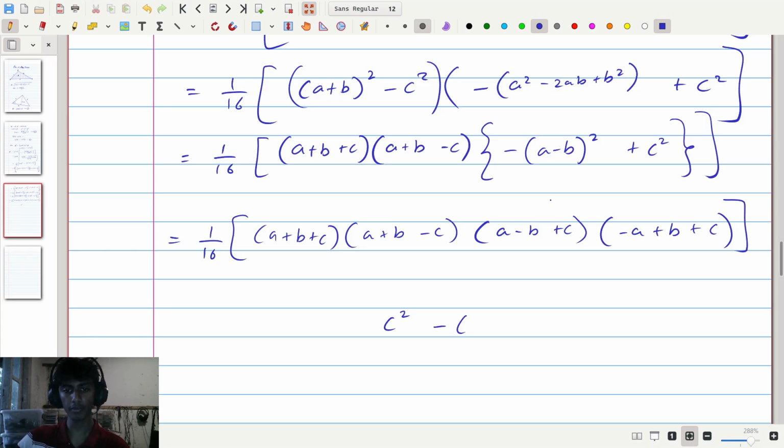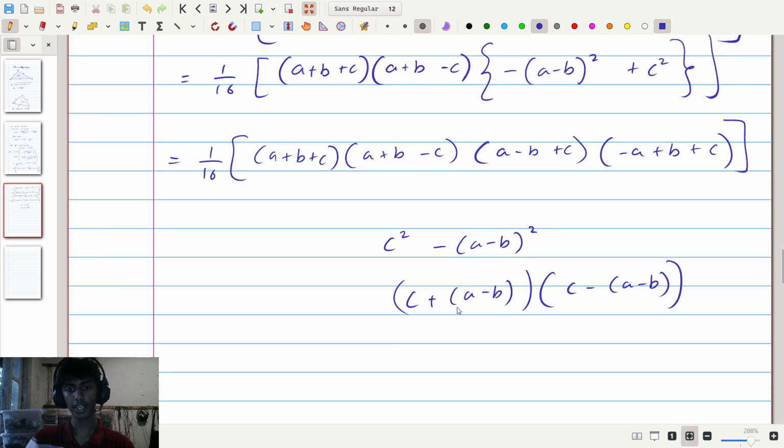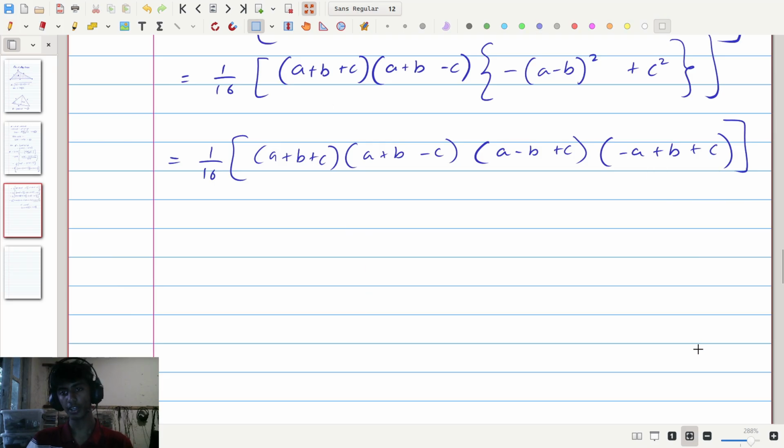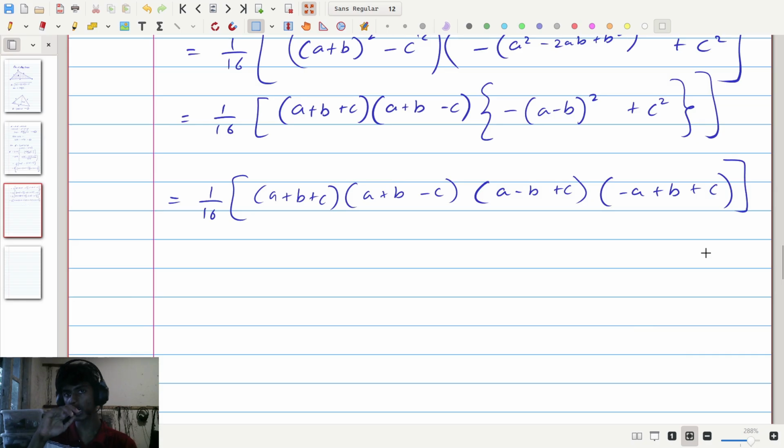We have c squared minus (a minus b) squared, which is (c plus a minus b) multiplied by (c minus a plus b). So in this case, the first thing gives us a minus b plus c, which is this term here, and the second thing gives us minus a plus b plus c, which is this thing here. I hope that I didn't cause any confusion by doing that too quickly. Now I've explained it, so you shouldn't have any confusion.